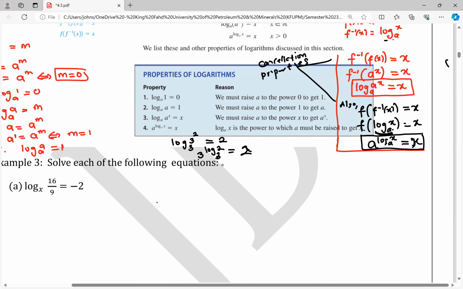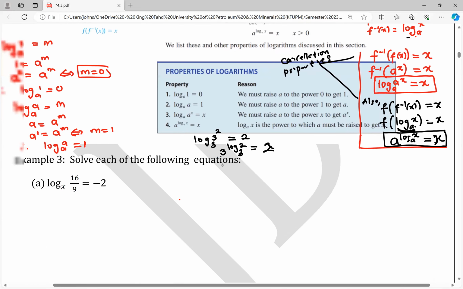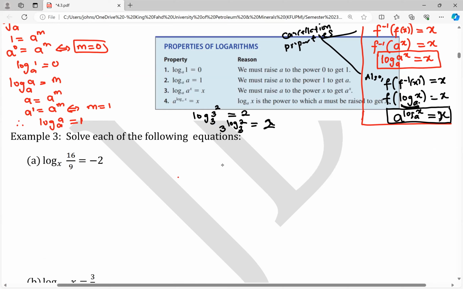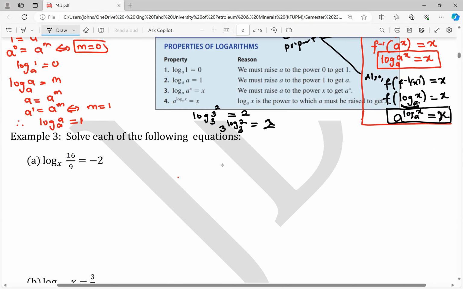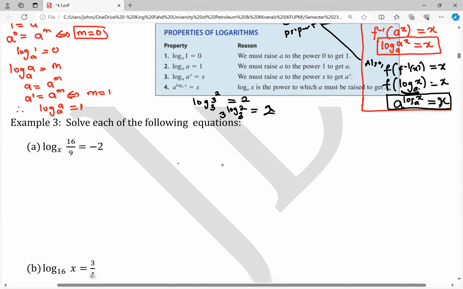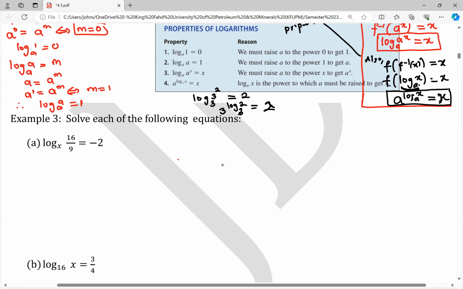Okay, so look at these examples here. Example 3, he wants us to solve these questions. Let me use a blue pen. Now, you want to solve each of the following equations. To solve an equation means you are looking for a variable. Here, all of them are in logarithmic form, so we are looking for x. All we need to do is, first of all, go from logarithmic to exponential.